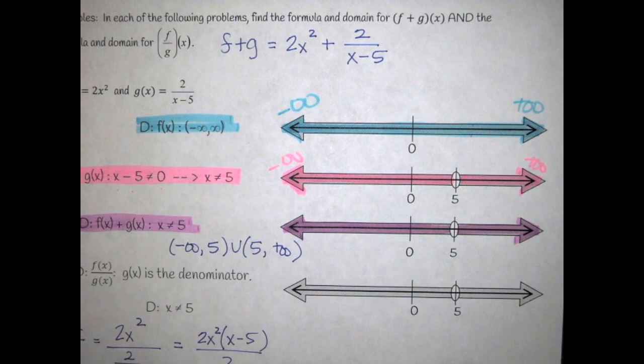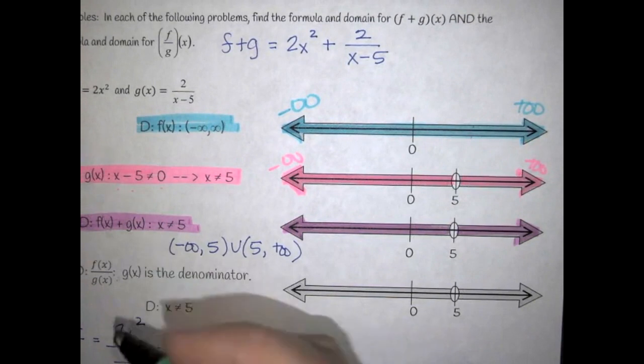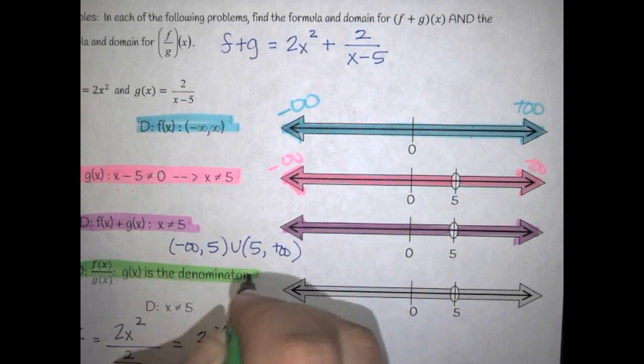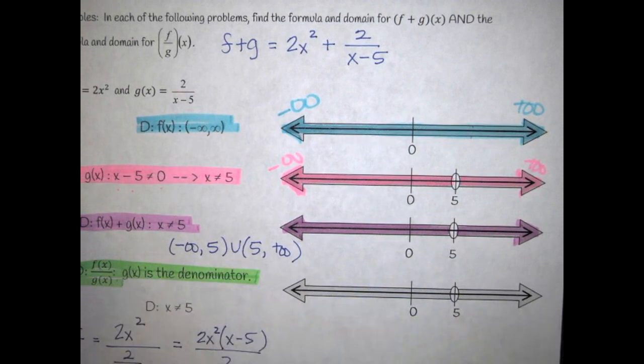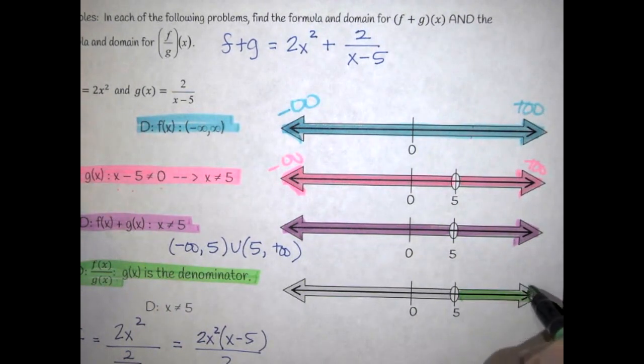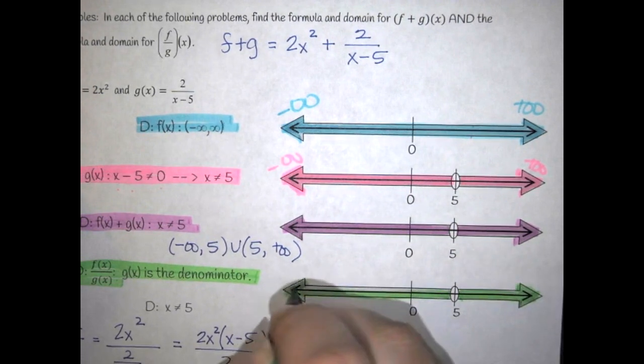Well, the last thing that we have to look at is the domain of the division, f divided by g. Again, we're doing f over g, which means g is my denominator. So we are still going to be using the overlap between f and g, but g is the denominator. In this case, we still have the problem at 5, so we're still shading everywhere other than that.